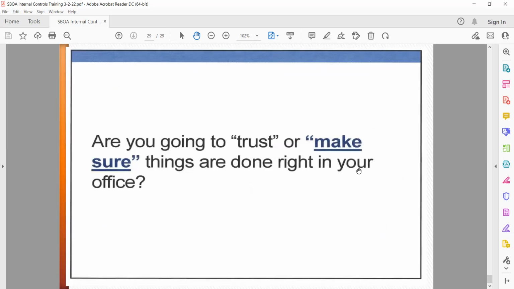So now that you have a better understanding about internal controls and their importance, are you going to trust or make sure things are done right in your office? Hopefully, make sure. Thank you. This concludes today's internal control training.